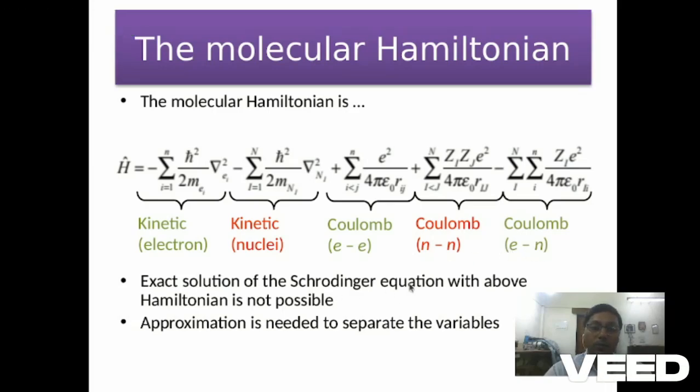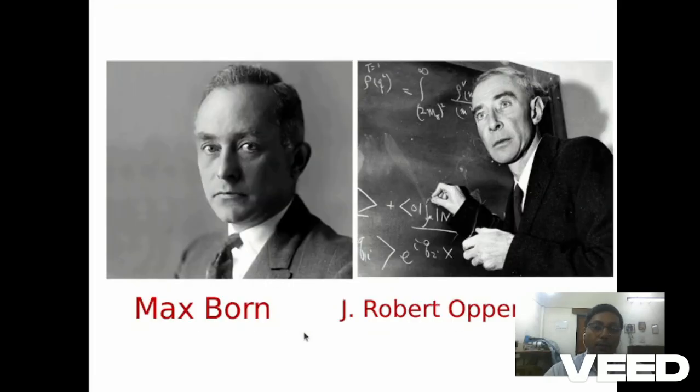So the exact solution of this Schrodinger equation with the above Hamiltonian is not possible, and that's why we need an approximation to separate the variables. This approximation is actually provided by Born and Oppenheimer. These are the two scientists, Max Born and Robert Oppenheimer.